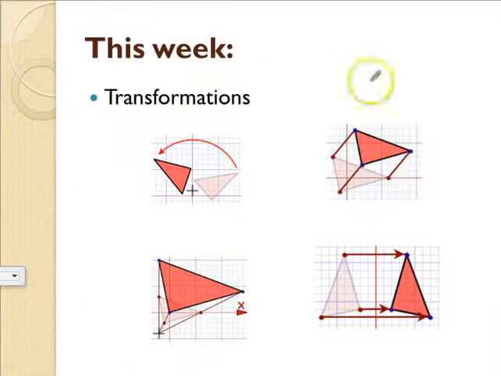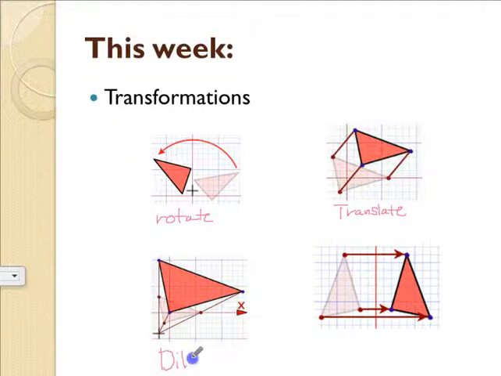Alrighty, so this week we're going to focus on transformations. So transformations is when we take an object and we move it somehow. We can rotate an object, or we can translate it, where we're simply taking an object and sliding it. Rotating it, we're moving it in a circular motion. Dilation is when we enlarge or shrink an object. And then last but not least, we're going to talk about reflections, where it's a mirror image that we see.